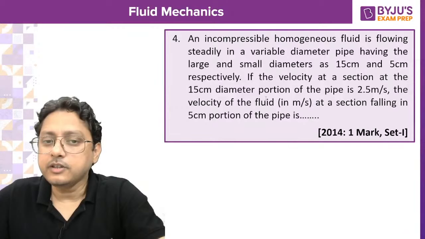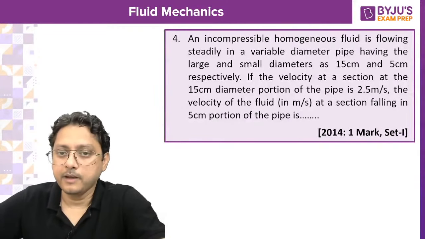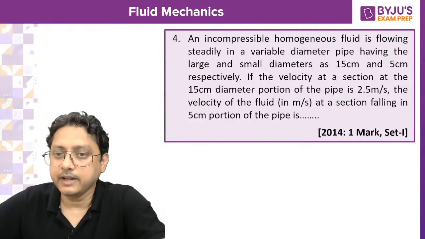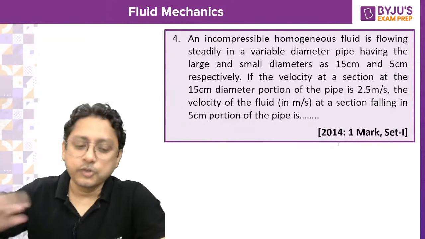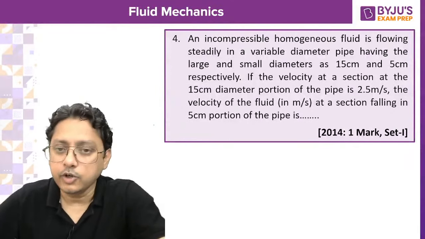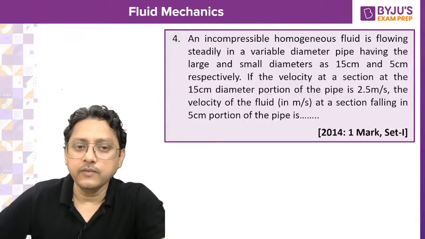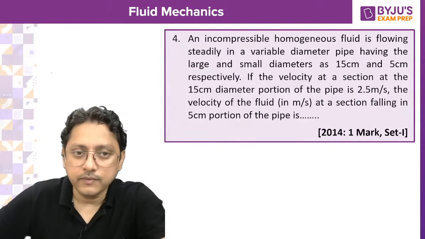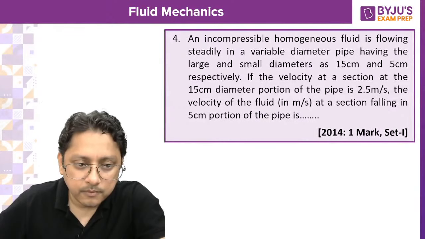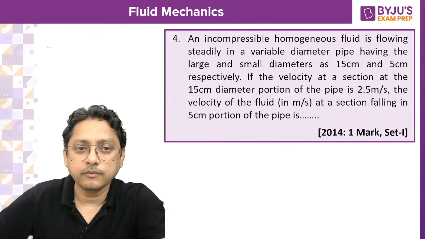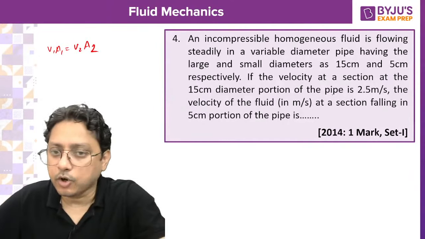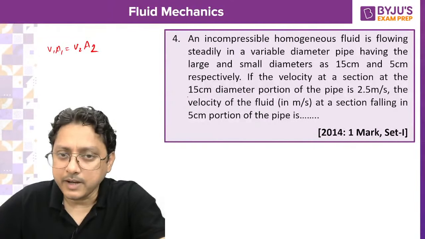See, this is an incompressible homogeneous fluid and it is flowing steadily in a variable diameter pipe. So simply if you apply your normal continuity equation, you will be able to do that. That is discharge: V1A1 equals V2A2.